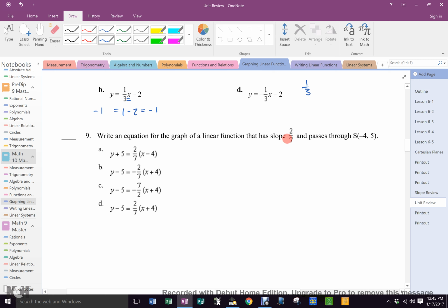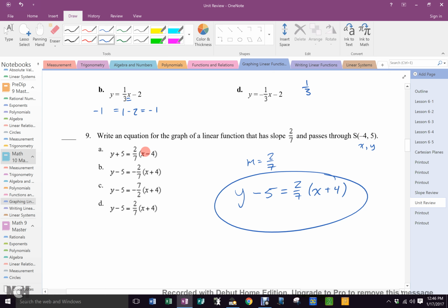Slope here. There's my slope. M equals 2/7. There's my point. X, y. Do I have a form that uses those? Yes. Y minus the y value. Y minus 5 equals M, slope, 2/7. X minus the x value. What's minus minus 4? Plus 4. Does that live somewhere over here? D.